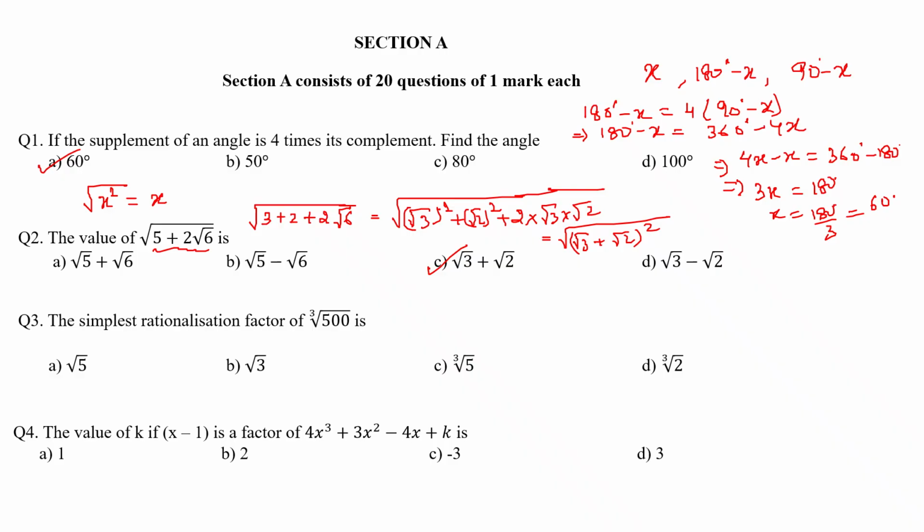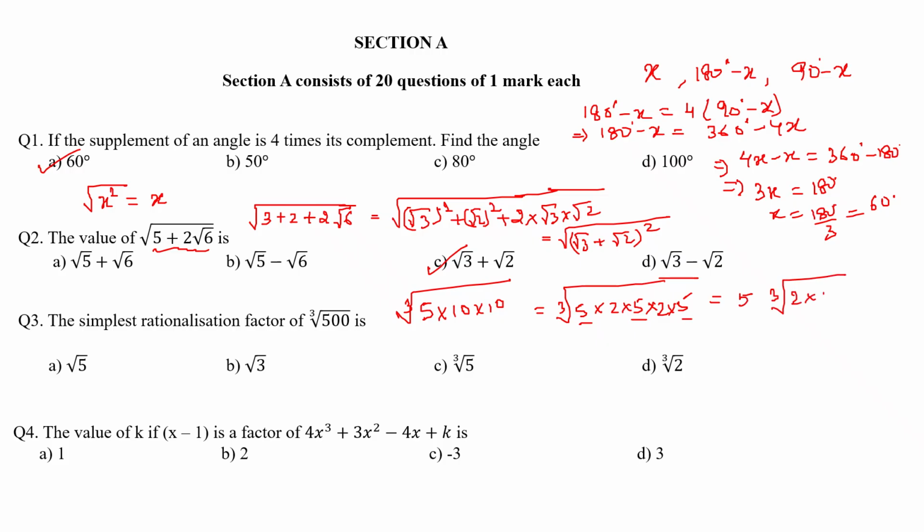Now next question is the simplest rationalization factor of cube root of 500. Okay, now cube root of 500 I can write it as cube root of 5 into 10 into 10, isn't it? Further 10 I can split as 2 into 5 into 2 into 5. Now inside the cube root I have a triplet of 5. So 5 will be outside the cube root and I am left with cube root of 2 into 2.